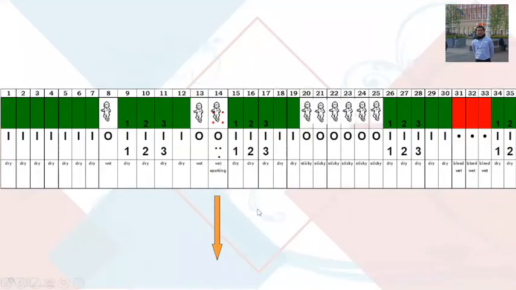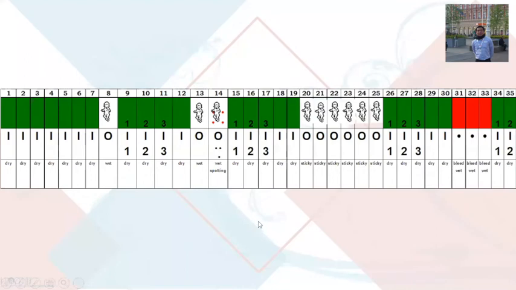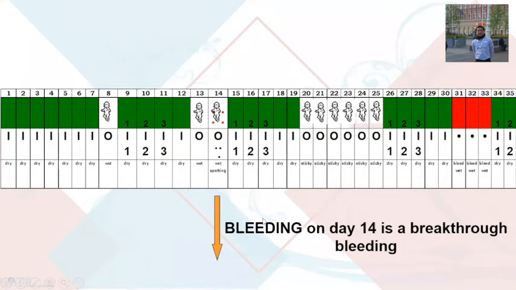Okay? Day 14 is a breakthrough bleeding. How would you know if you have a breakthrough bleeding? If your mucus has spotting. So if you have a mucus and you see spots of blood, that is what? A breakthrough bleeding. Similar to this chart. Day 14 is a what? A breakthrough bleeding. Day 31, 32, 33 is a withdrawal bleeding. It can happen in one chart. You will have a breakthrough and you will have a withdrawal bleed.